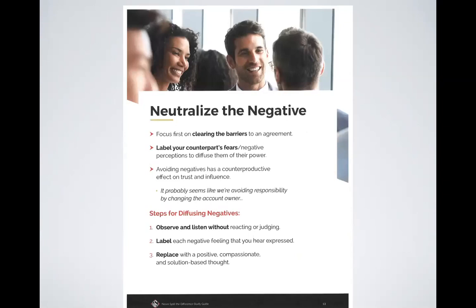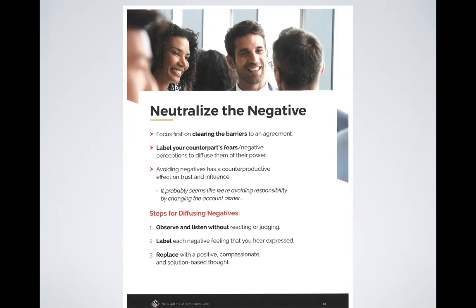This is also something that I had a hard time coming to grips with. Okay, how do you actually do this? Neutralizing the negative. So focus first on clearing all the barriers to an agreement. Labeling your counterpart's fears and negative perceptions to diffuse them of their power. Avoiding negatives has a counterproductive effect on trust and influence.